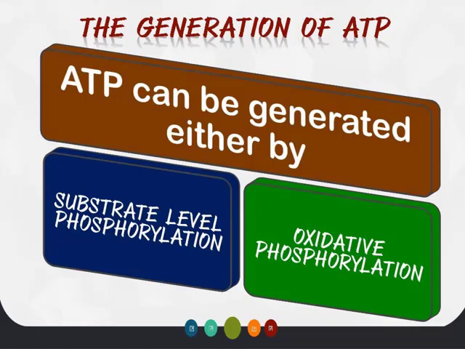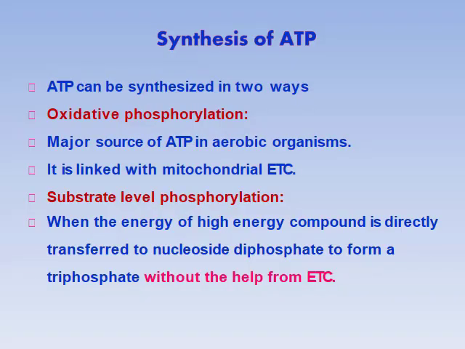Now, ATP can be generated via two mechanisms. One of them is called substrate level phosphorylation, the other one is called oxidative phosphorylation. The main difference between these two mechanisms is that in oxidative phosphorylation, it is essential to take the help of the electron transport chain, whereas in substrate level phosphorylation, we do not need the help of the electron transport chain. Rather, we use the energy from the substrate to join the ADP with the phosphate to form ATP.